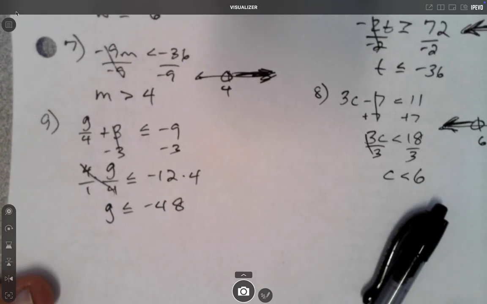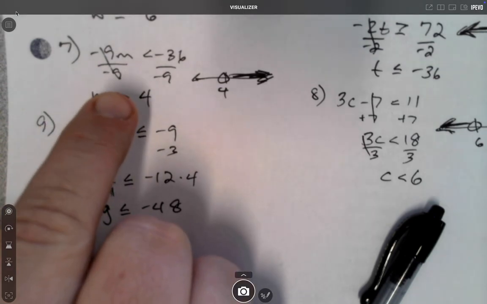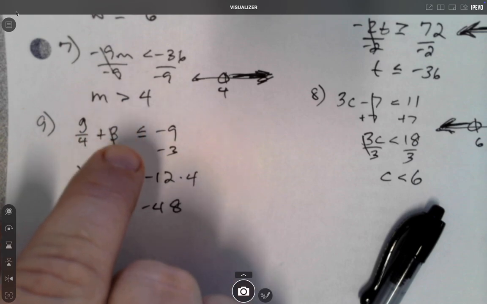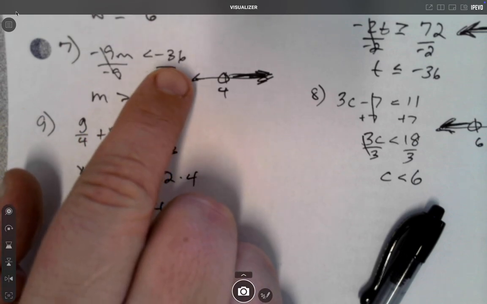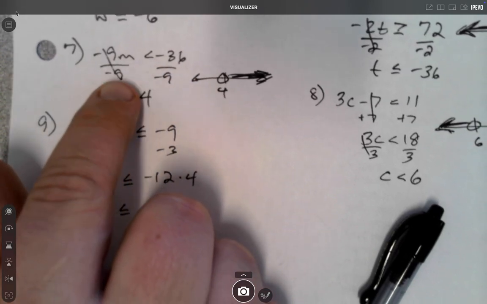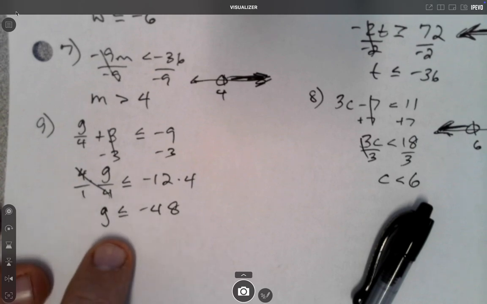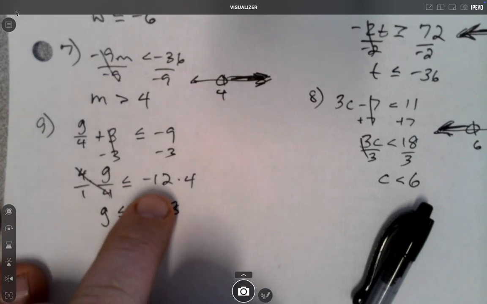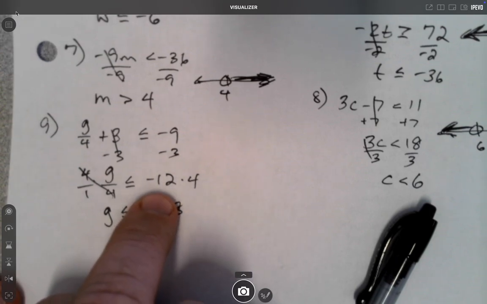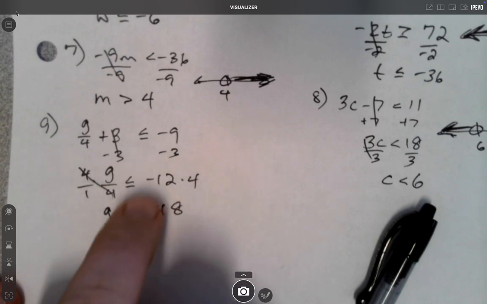Now I'll graph it in just a second, but I want to point one thing out. If you look up at number 7, we divided both sides by -9. Because of that, we had to flip the inequality sign. We did not have to flip it because of the 36 being negative. That makes no difference. It's because what we divided both sides by was negative. So that's why I did not flip the sign here on number 9. Yes, we did multiply 4 by -12, but that 12 and its sign doesn't affect the inequality sign. We were multiplying both sides by +4, so no change was needed.